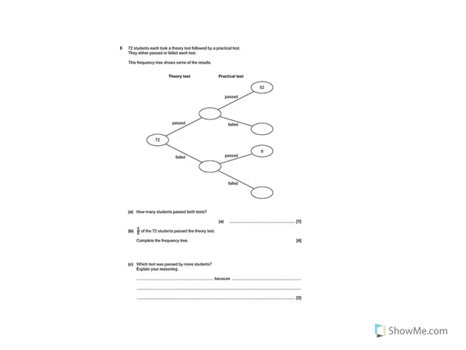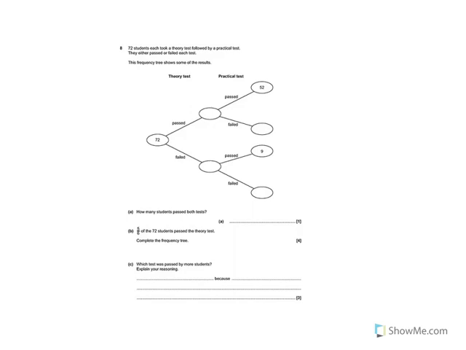Question 8. 72 students each took a theory test followed by a practical test. They either passed or failed each test. This frequency tree shows some of the results. A frequency tree is similar to a probability tree. Instead of showing probabilities though, it actually shows the amount of people, in this case, as a frequency that passed or failed each test. So, the first question, 8a.